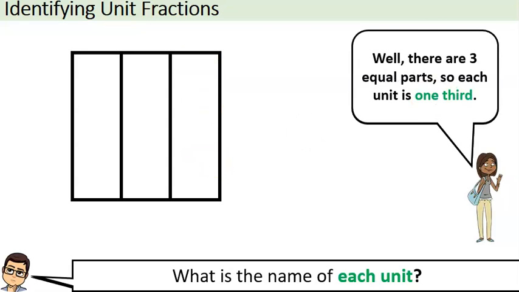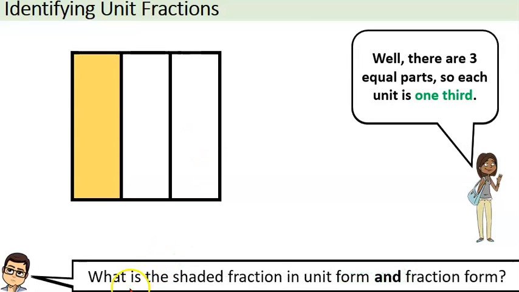Well, she says there are 3 equal parts. So each unit is 1/3, and that's right. Each of these is 1/3 because we have 3 equal parts. Okay, well, let's see if you all know this one. What is the shaded fraction in unit form and fraction form? Hopefully you can do both of these. Just like before, I want it in unit form, so that means words, and then fraction form, so as numbers. So go ahead and do that now.